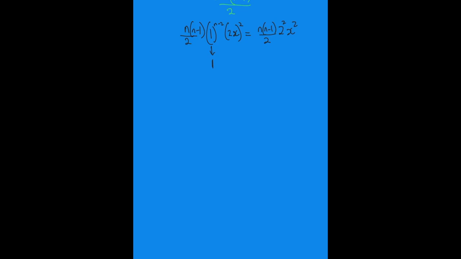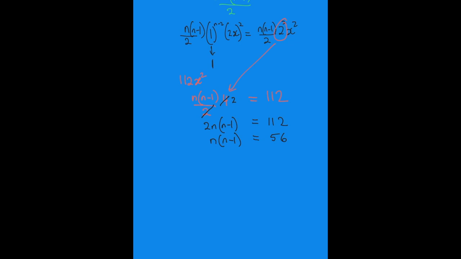Now the question told us that the term is 112x squared. Therefore, n times n minus 1 over 2 times 4, remember that's where our 2x is, must be equal to 112. So now we've got something we can work with. So let's just cancel that out and make it 2. So now we've got 2n times n minus 1 is equal to 112. Now I'm going to divide both sides by 2. So I've got n times n minus 1 is equal to 56.